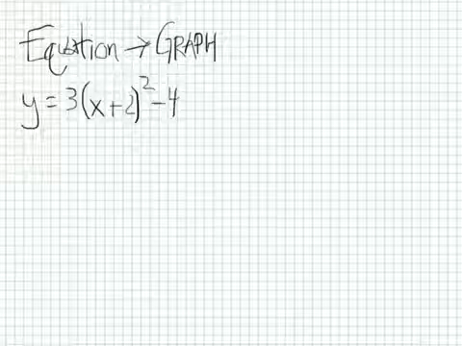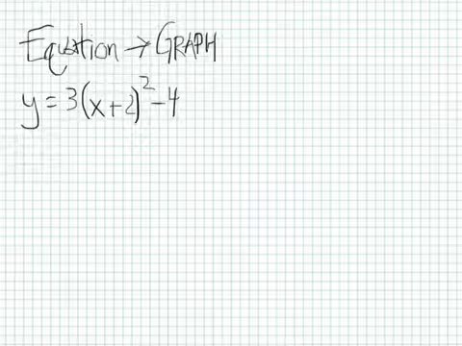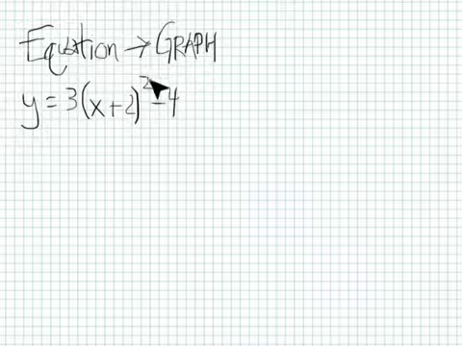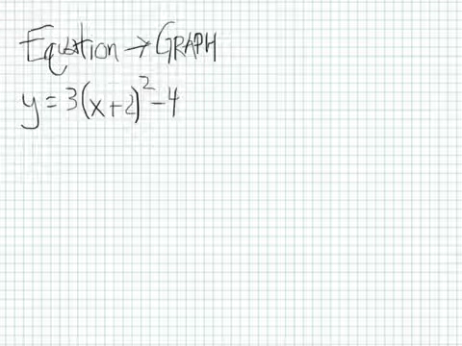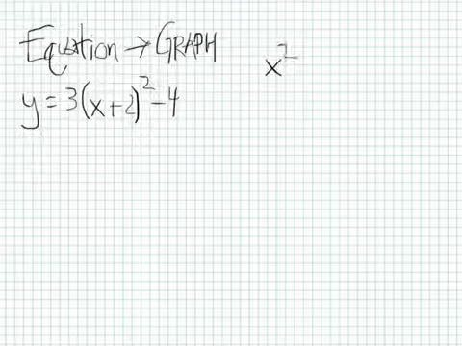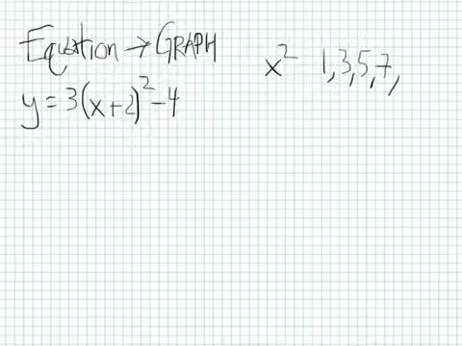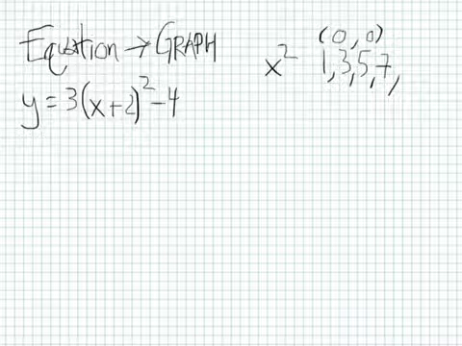So just an example on how to go from an equation to a graph. If I take a look at this equation right here, I notice that its parent function is a parabola. It's x squared. So its parent function, like I said, is x squared, and that means it has a growth of 1, 3, 5, 7, and base growth of that, and that vertex goes through the point 0, 0.